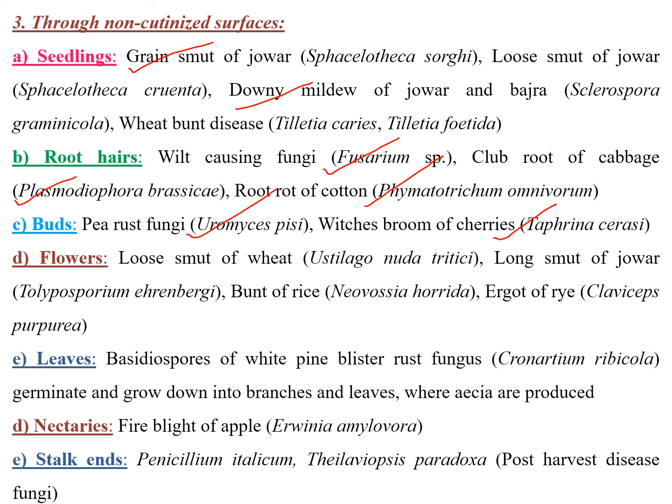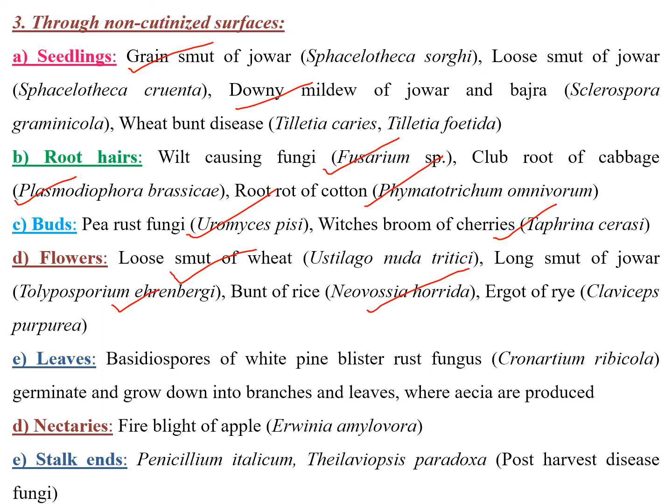And through the flowers, loose smut of wheat, caused by Ustilago nuda tritici, long smut of jowar, Tolyposporium ehrenbergii, bunt of rice, Neovossia horrida, and ergot of rye, caused by Claviceps purpurea. These pathogens enter through the flowers.